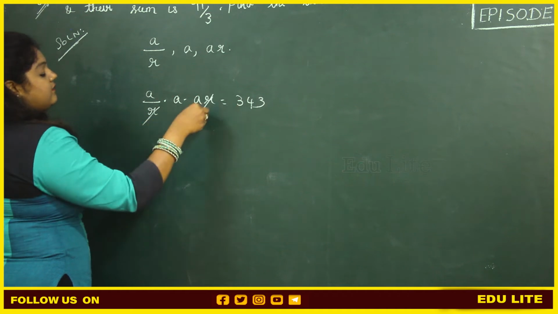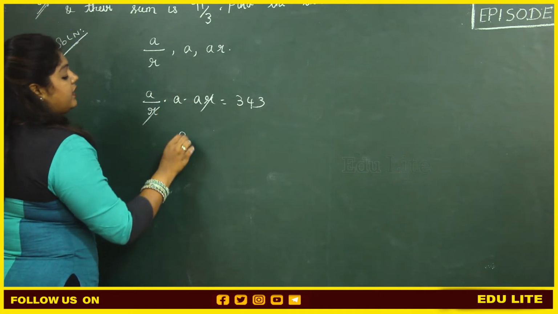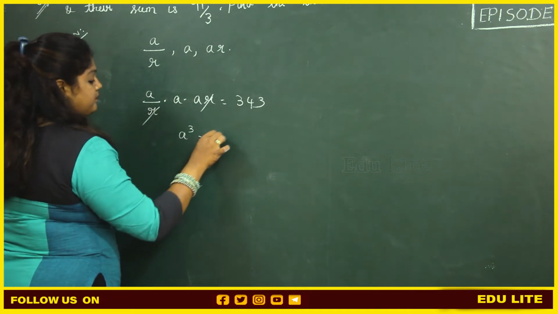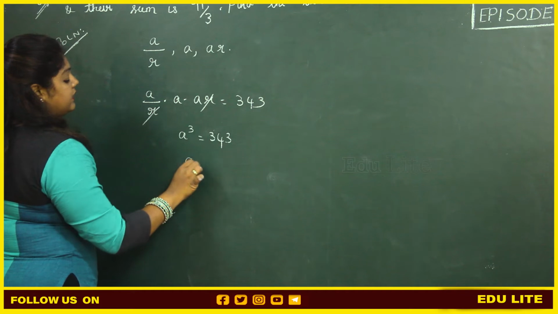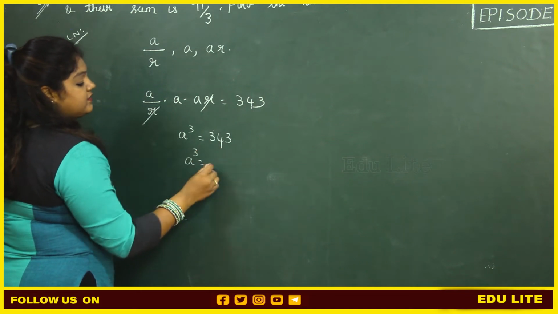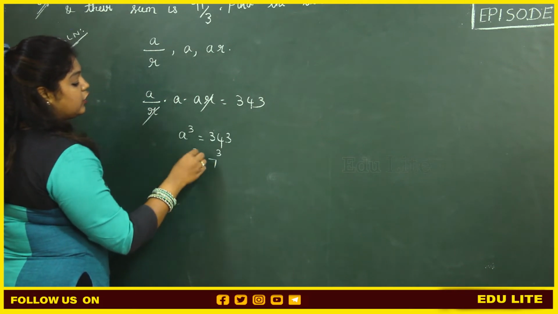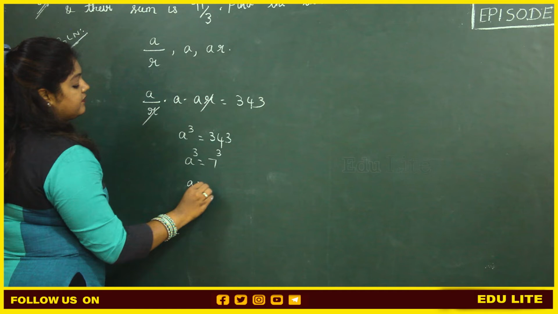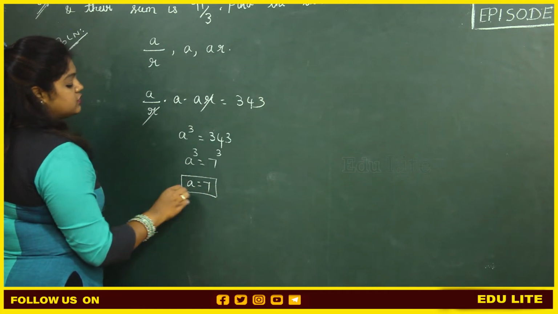So, r and r will get cancelled. A into a into a is a cube, which is equal to 343. A cube equal to 343 can be written as 7 cube. Cube and cube will get cancelled. Therefore, the value of a is equal to 7.